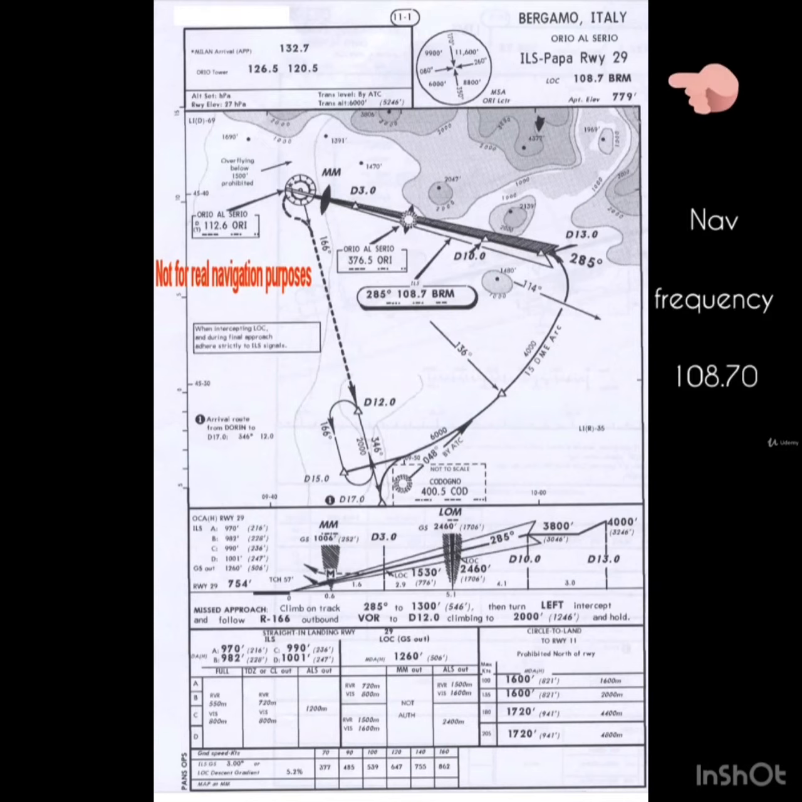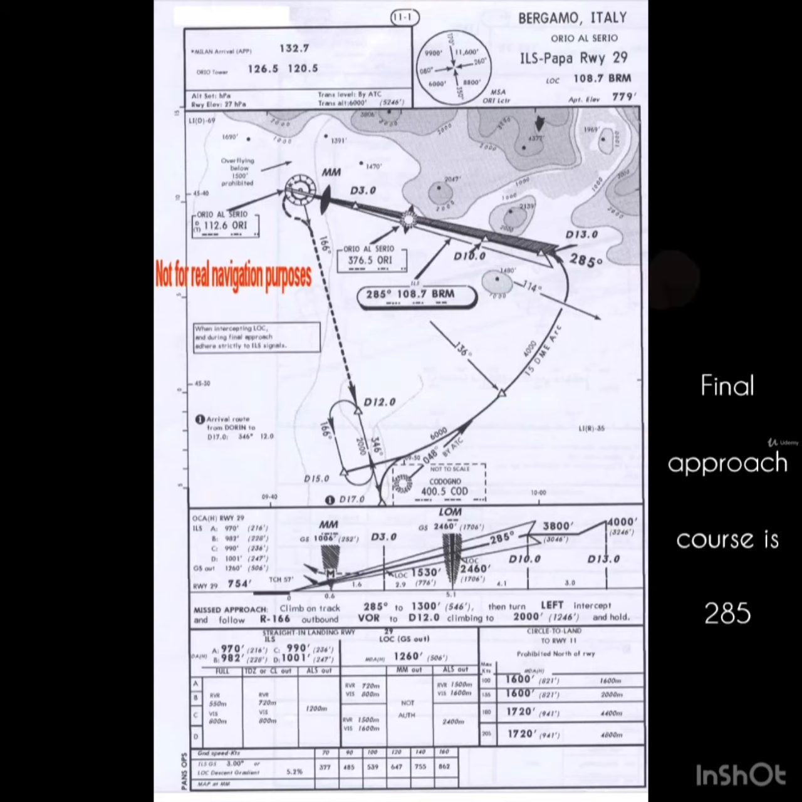The nav frequency for our ILS approach is 108.7, and we need to insert this frequency in the system and ensure that the frequency is set, so we need to check it when we perform an approach briefing. The final approach course for our ILS approach is 285 degrees, as we can read on the chart. It's very important to set this approach course in the system. This permits us to be aligned with the glide path.